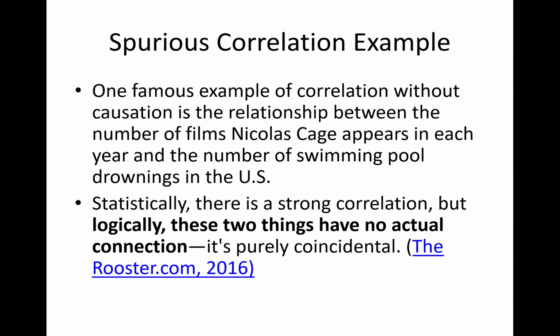And here's a spurious one. This is just something that I found in the files on rooster.com. And there's an example between the number of films that Nicolas Cage appears in each year and the number of swimming pool drownings in the United States. Statistically, there's a strong correlation, but logically, these things are not connected. So things can be purely coincidental, as is the case here, or they can be caused by something entirely unrelated.